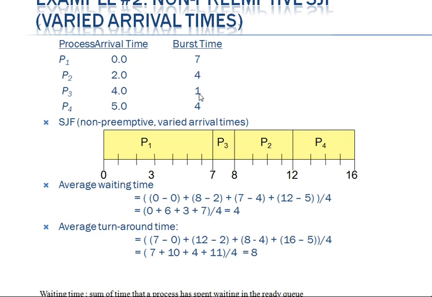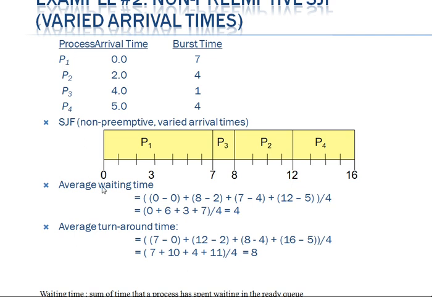Then we have a choice between P2 and P4, whose burst times are conflicting. They have the same burst time. In that case, to resolve this conflict, we can look at the arrival time. P2 came first, so we will switch to P2 after P3. And then lastly, we'll execute P4.